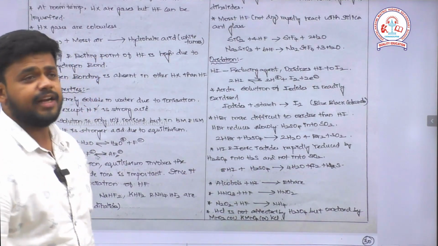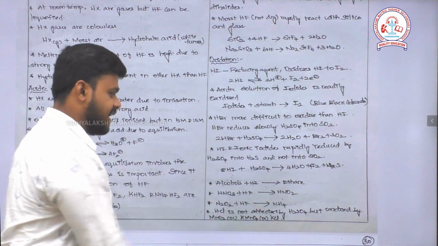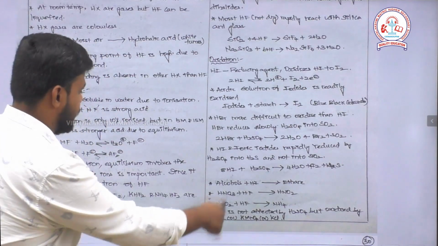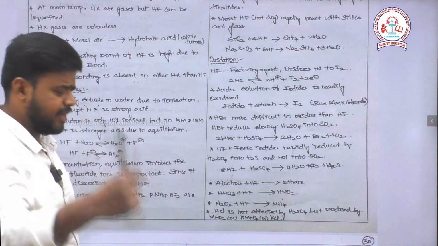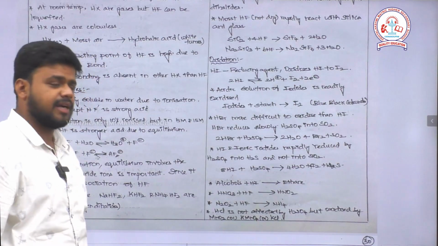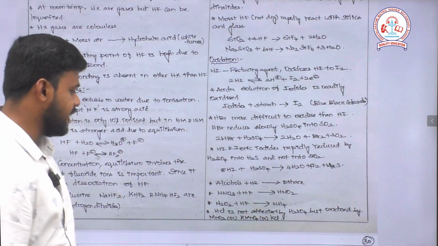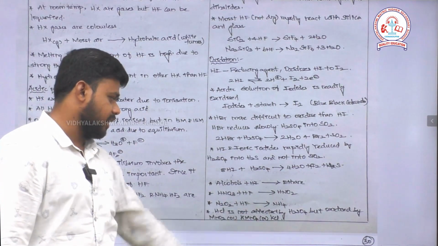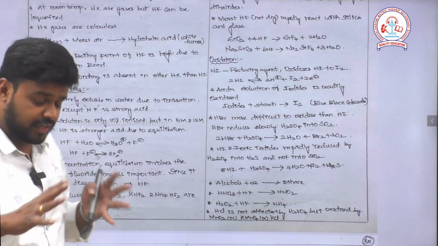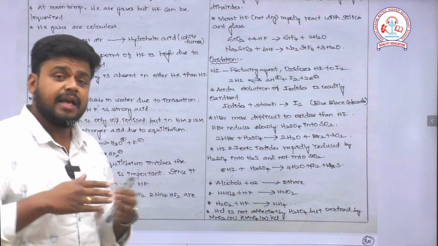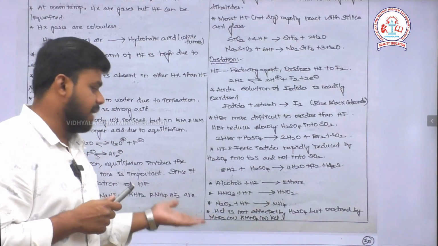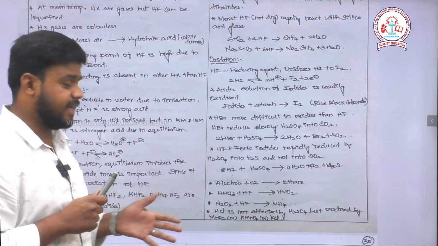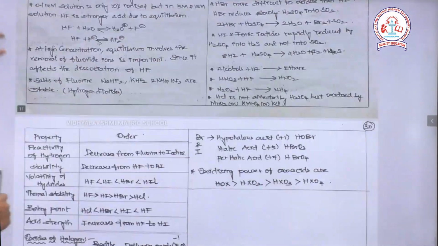Then dinitrogen dioxide N2O2 reacts with HF to form ammonium NH4. Okay, these are all informative. Then HCl is not affected by the concentrated H2SO4 but is oxidized by MnO2, KMnO4 or KCl. HCl is not being affected by concentrated sulfuric acid, but the other compounds like manganese dioxide, potassium permanganate or KCl can oxidize that HCl. So that is regarding that.